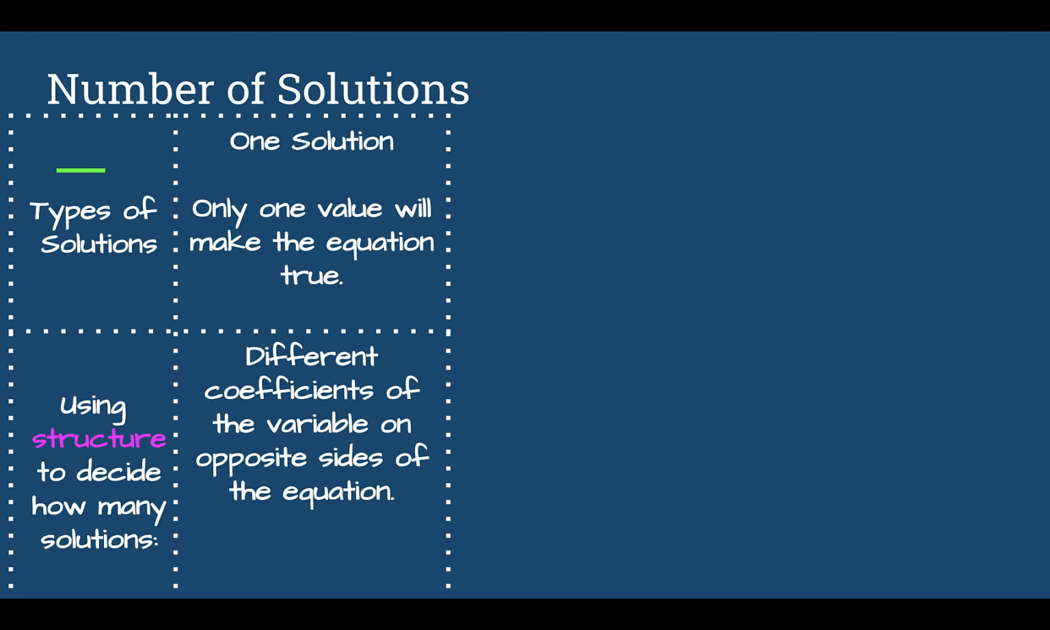So what does this look like? It's going to look like there are different coefficients of the variable on opposite sides of the equation. If I look at this example, 3x plus 5 equals 5x plus 3, I can see that it has different coefficients in front of x. So 3x is on one side, 5x is on the other. The rest of it doesn't matter. As soon as I see that they are different, I know that there's going to be one solution and that I can solve for x.